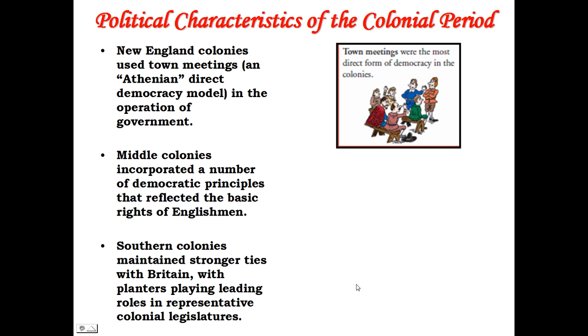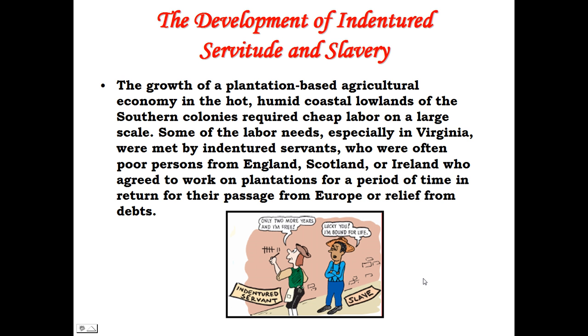Now in the south, what we're going to see is the growth of a plantation-based agricultural economy in the hot, humid coastal lowlands of the southern colonies, and that's going to require cheap labor on a large scale. So these plantations need people to work on them. Now at first, some of the labor needs, especially in Virginia, are going to be met by what we call indentured servants. Indentured servants are often poorer people from England, Scotland, or Ireland who agree to work on plantations for a short period of time. In return, the person who's hired them would pay for them to come over on the ships.